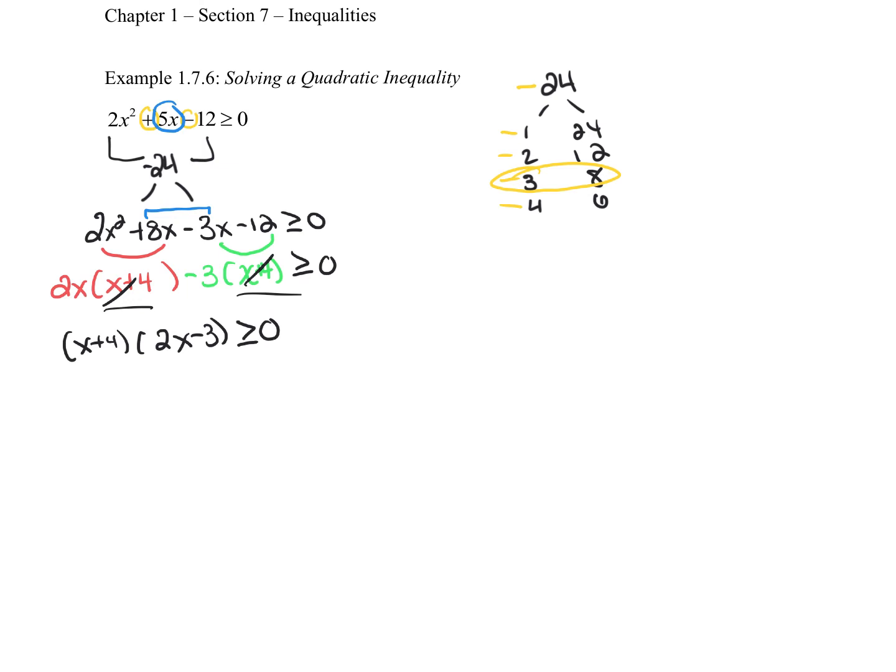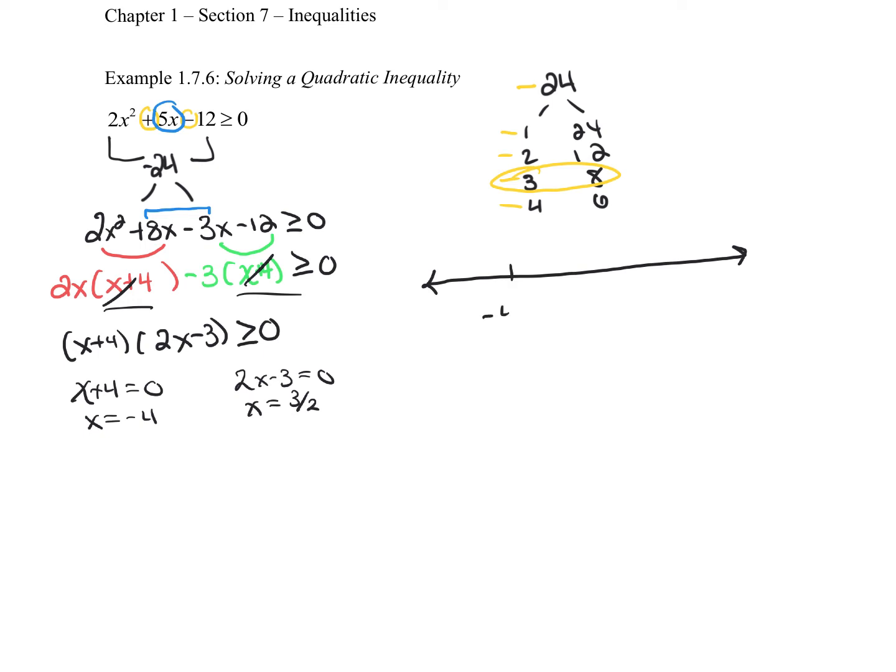So my zeros, my key numbers, come from these two factors, x plus 4, we're going to say equals 0, and 2x minus 3 equals 0. So x equals negative 4, and x equals 3 halves. So I'm going to put this on a number line.